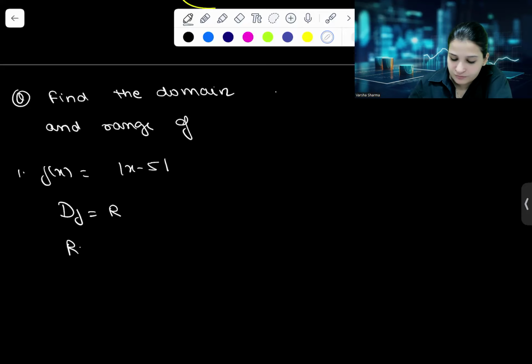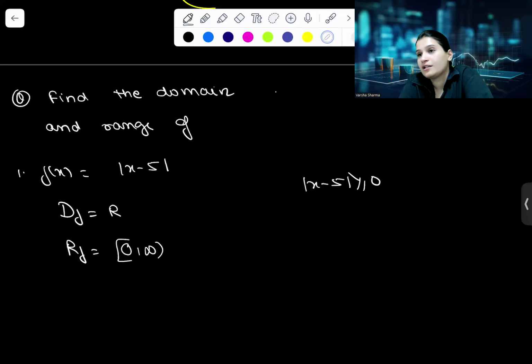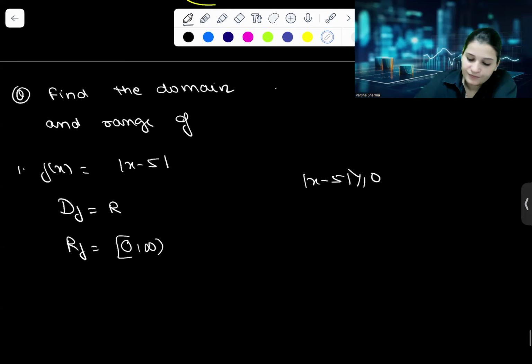What will be the range? It's 0 to infinity. It's always going to give you a non-negative number. Mod of anything is always greater than or equal to 0, no matter what. Mod of 2x, mod of 5x minus 7, mod of x plus 5, everything will be greater than or equal to 0. So this was a direct question because it was pure modulus.